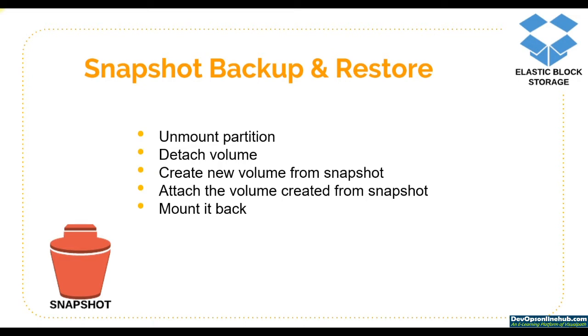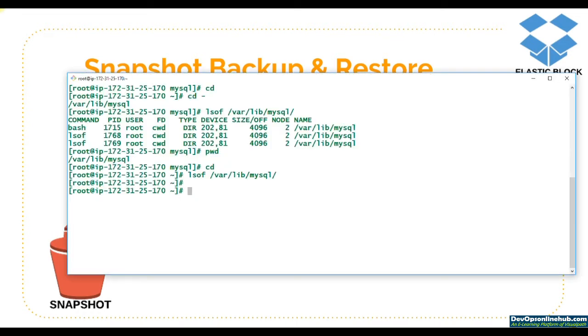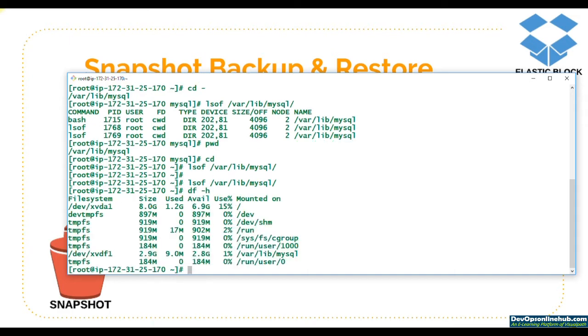So from a snapshot, once you create a new volume, that new volume will have all the data from the snapshot which you had taken, and you attach this volume back to the instance, and then you mount it back. When you mount it, this time it's going to be coming from a new volume which was created from the snapshot. So for unmounting purposes itself, we are checking whether there is any process on that directory. If it's not there, then we can safely unmount it.